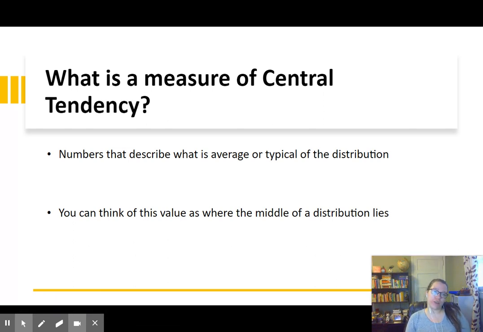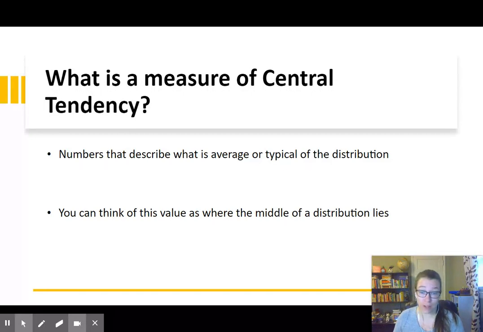So, what is a measure of central tendency? A measure of central tendency, these are numbers that describe what is average or typical of the distribution. You can think of this value as where the middle of a distribution lies. And we use three main different types of measures of central tendency to assess what our distribution looks like.